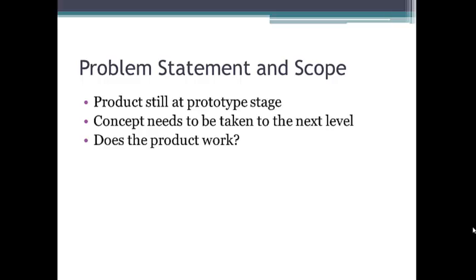So next is the problem statement and the scope. When we first got this product, it was still at the prototype stage, and what this concept needed was to be taken to the next level so that it could be at one point produced large scale. Now for the scope of our project, whether or not this product works is not in the scope of our project, and further testing is needed in order to actually prove that it works. At this point, all that there is is just a theory behind it.